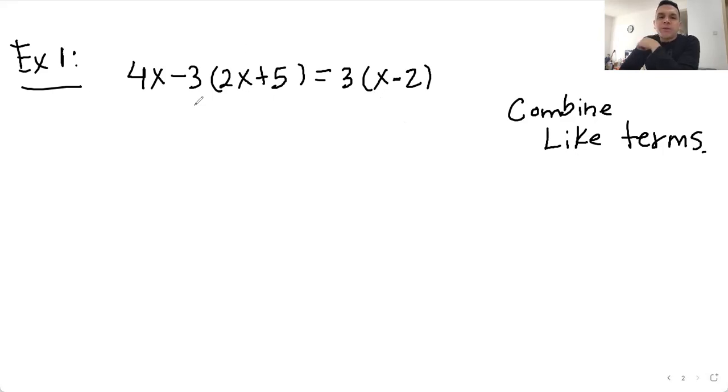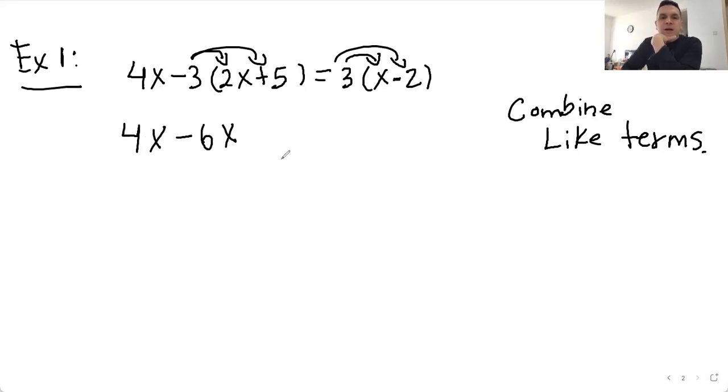So yeah, we have to get rid of the parentheses, this one and this one. So we're going to distribute that number 3, these two 3's. So we get 4x minus 3 times 2x is 6x. Minus, negative 3 times 5 is negative 15, equals 3 times x, 3x, and 3 times negative 2 is negative 6.